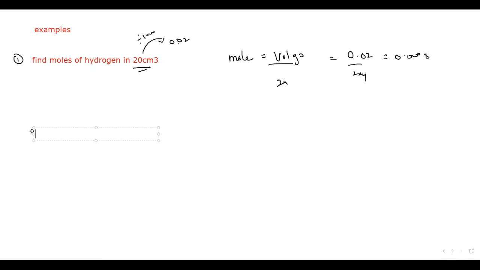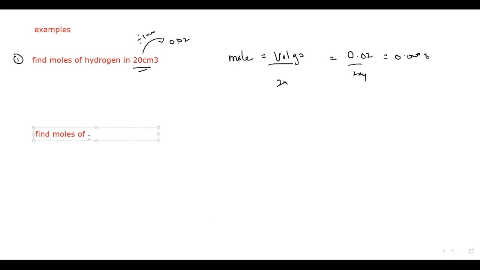Another example, find moles of zero point double zero divided by 24. Because 20 divided by 1000 is 0.02, and 0.02 divided by 24 is 0.0008.